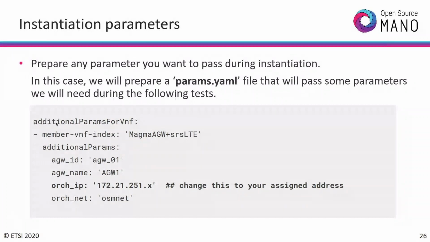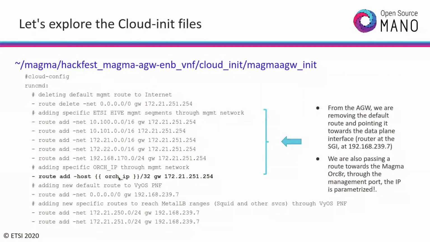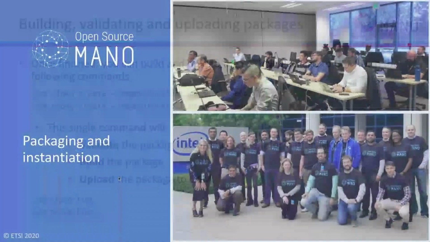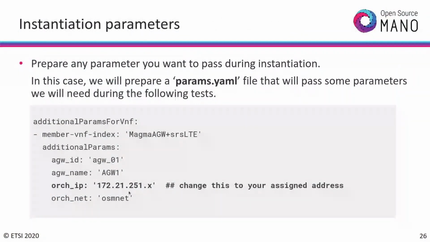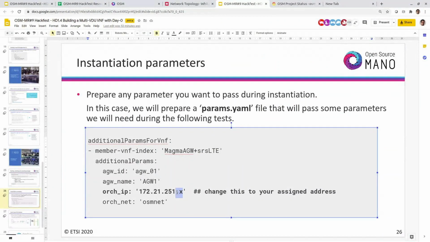Additional params for VNF. The member index is the name of our VNF from the network service perspective. And then the additional params we want to pass. We are passing an access gateway ID, an access gateway name, which we will need tomorrow. We are passing an orchestrator IP, which is the address of the orchestrator we want to reach through the management network. This is the orchestrator of MACMA, not the OSM orchestrator. This is the MACMA orchestrator. And you should change this to your assigned address. So for orchestrator IP, make sure you put here your assigned IP address.